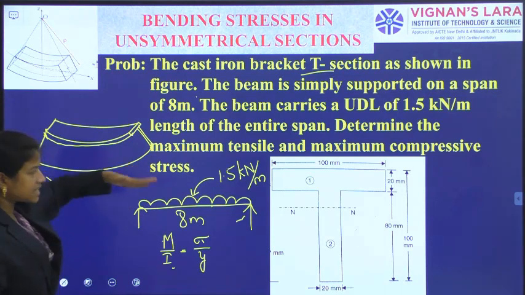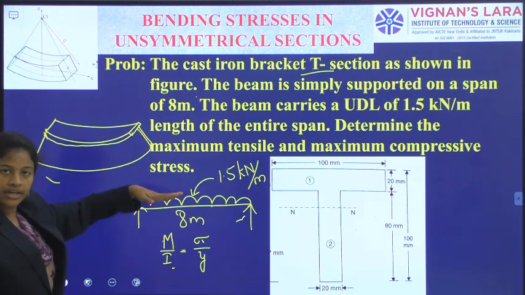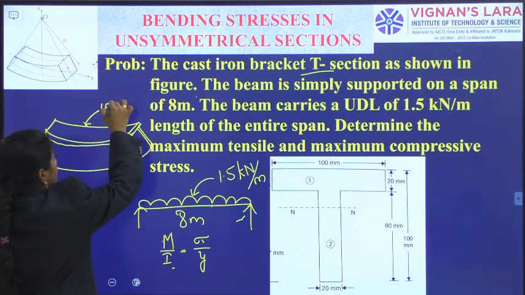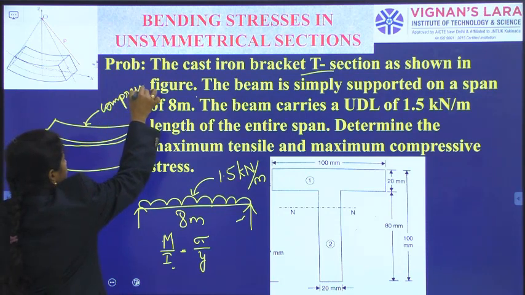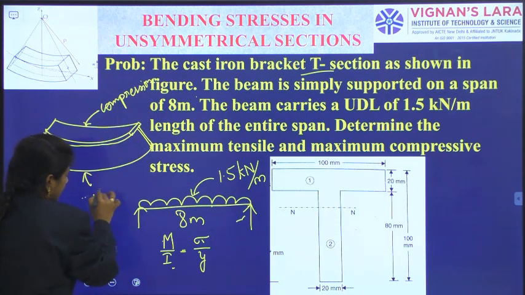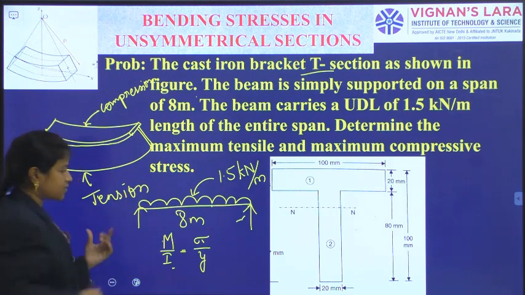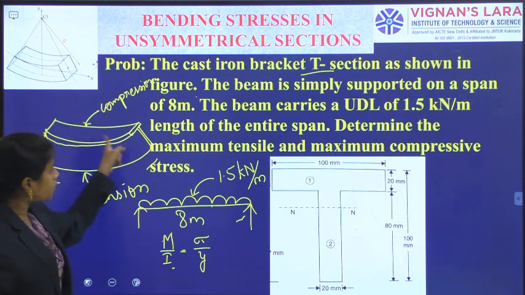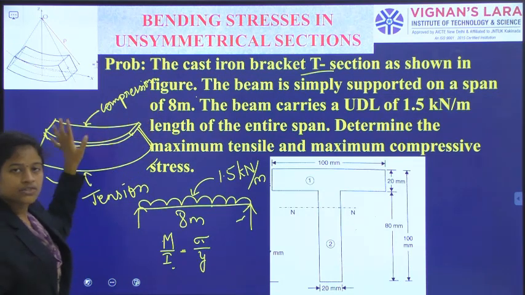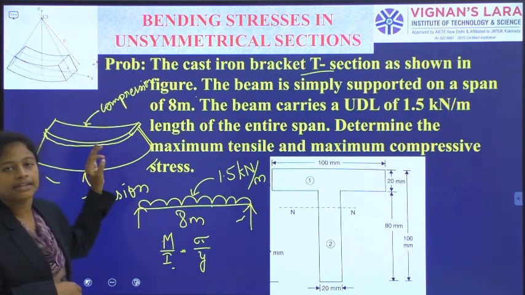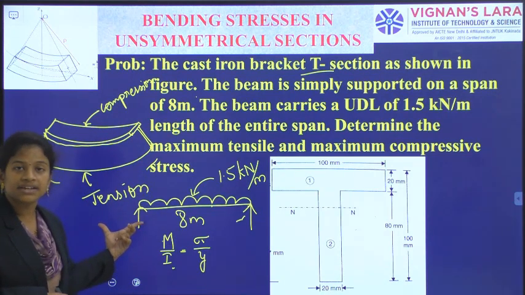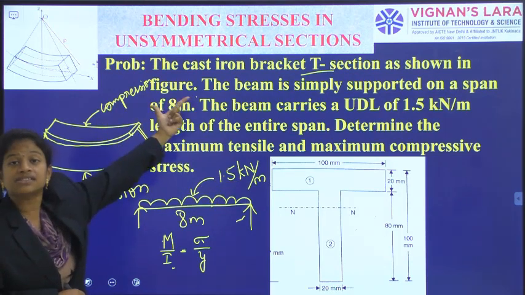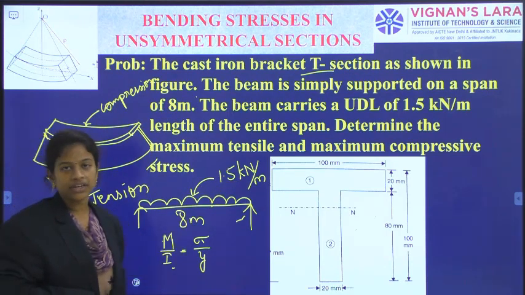Okay, so as it is a simply supported beam subjected to UDL, it will give the shape like this, and this top portion will have compression and the bottom will have tension. Okay, so the bottom layer of this T shape will have the tension and the top portion will have the compression. So this is the thing I need to know, and I need to calculate the maximum tensile stress in the material due to the given load, and the maximum compressive stress in the material due to the given loading condition.